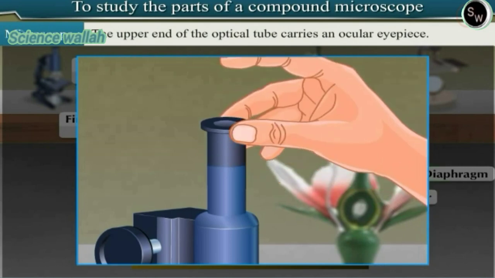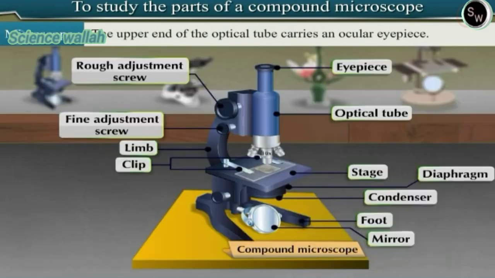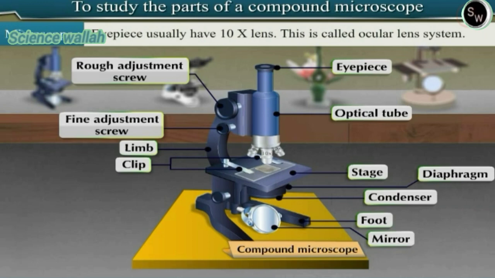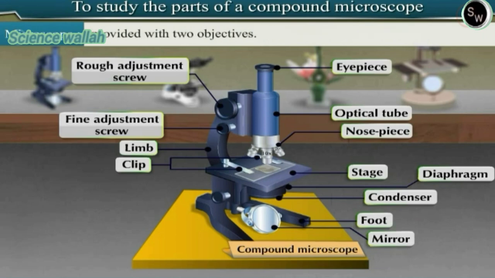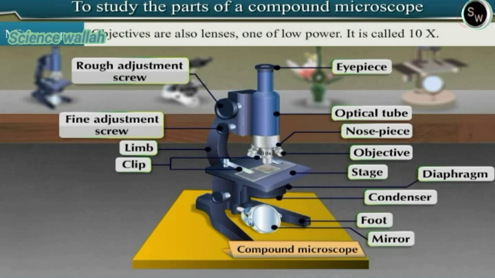The upper end of the optical tube carries an ocular eyepiece. Eyepiece usually has a 10x lens. This is called ocular lens system. The lower end of the optical tube carries a revolving nose piece provided with two objectives. Objectives are also lenses, one of low power. It is called 10x. The other objective is called 45x or high power. Some microscopes may have 100x objectives too. The objectives can be brought in line with the eyepiece.